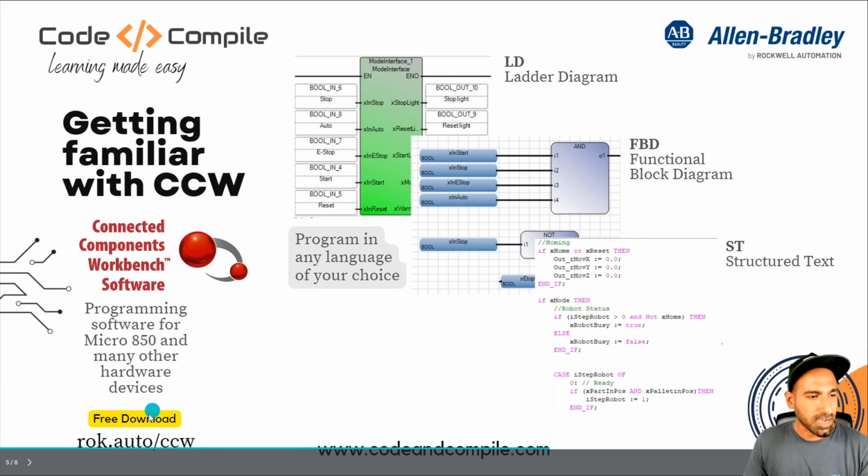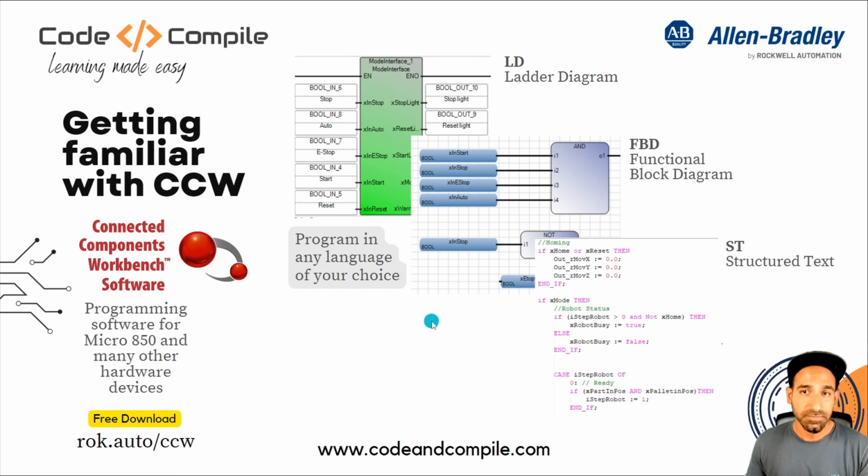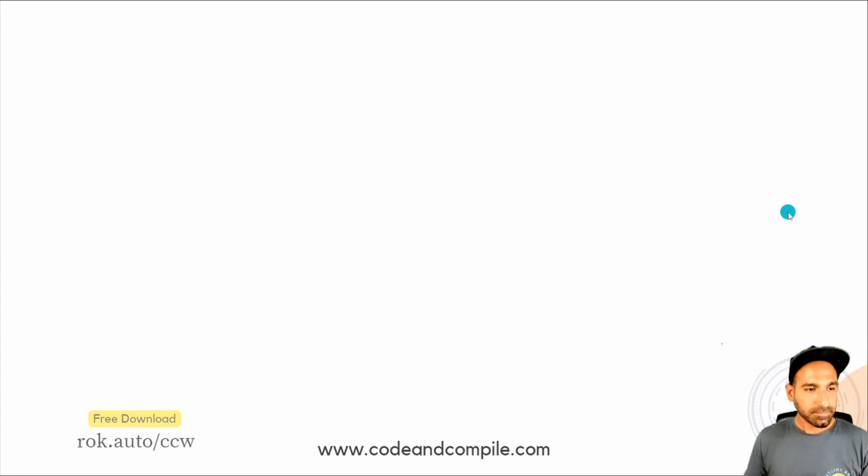Just open this website, rok.auto/ccw, and you will navigate to a web page where you will find how to download this software. Very easy. So let's see what is in the next slide.